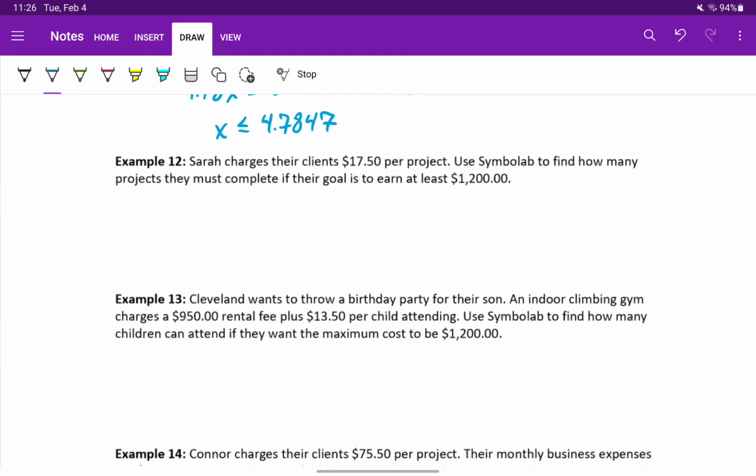In example 12, Sarah charges their client $17.50 per project, meaning Sarah earns 17.5 times x, where x is every project completed. We want to find how many projects they must complete if their goal is to earn at least $1,200. So however much they earn, that 17.5x needs to be greater than or equal to that value of $1,200.